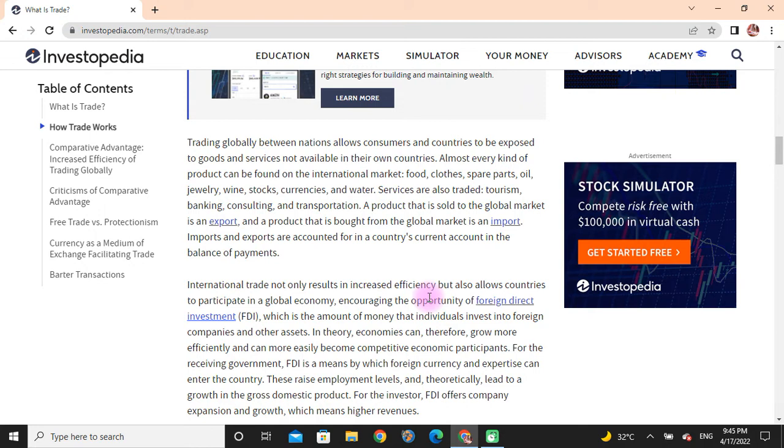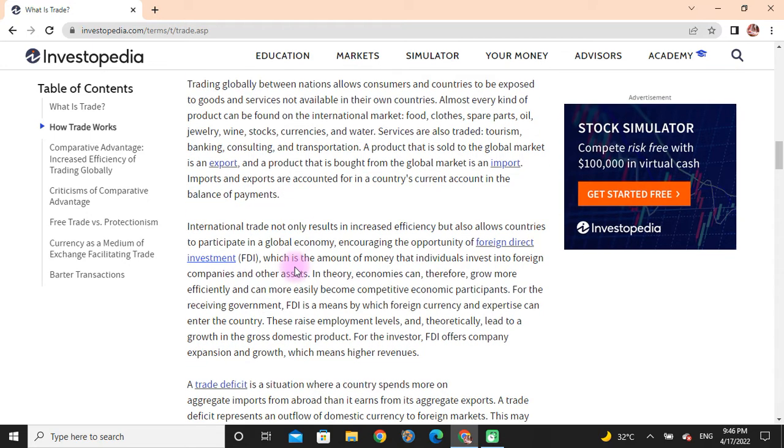In theory, the economy can therefore grow more efficient and more easily become a competitive economic participant. For the receiving government, FDI is the means by which foreign capital and expertise can enter the country. These raise employment levels and theoretically lead to growth in the gross domestic product. For the investor, FDI offers companies expansion and growth, which means higher revenues.